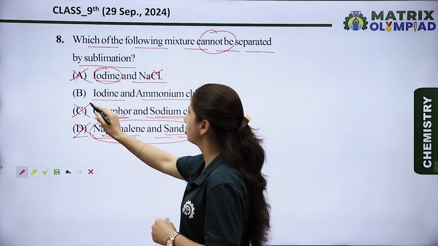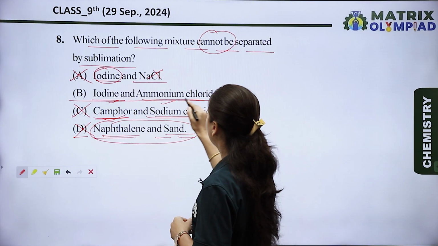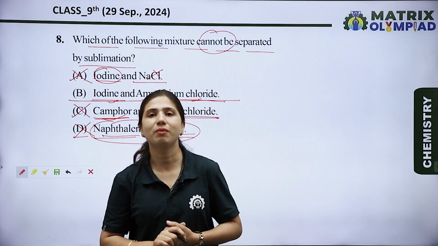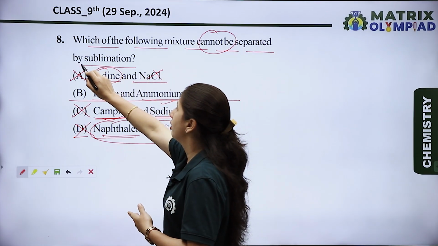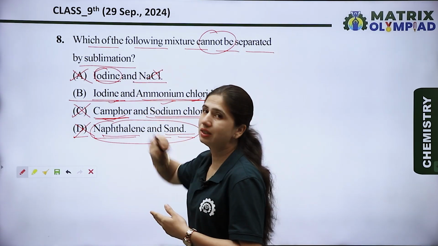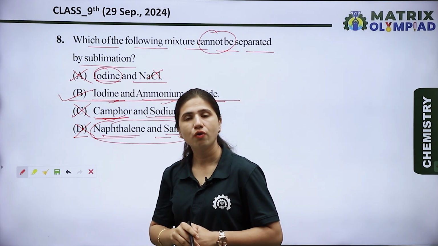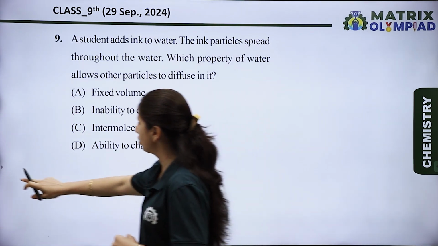Now let's see option B, iodine and ammonium chloride. Iodine and ammonium chloride both are sublimable substances, so we cannot separate this mixture by the sublimation process. So option B is the right option for this question. Now let's see the next question.